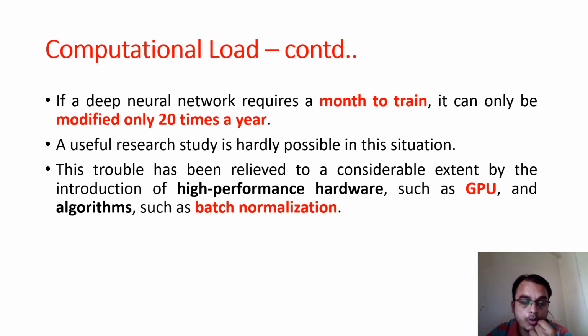So in order to overcome this issue, new mechanisms are available right now, which are high performance hardware systems. We call them GPUs, graphical processing units. And batch normalization can also be applied on these GPUs.